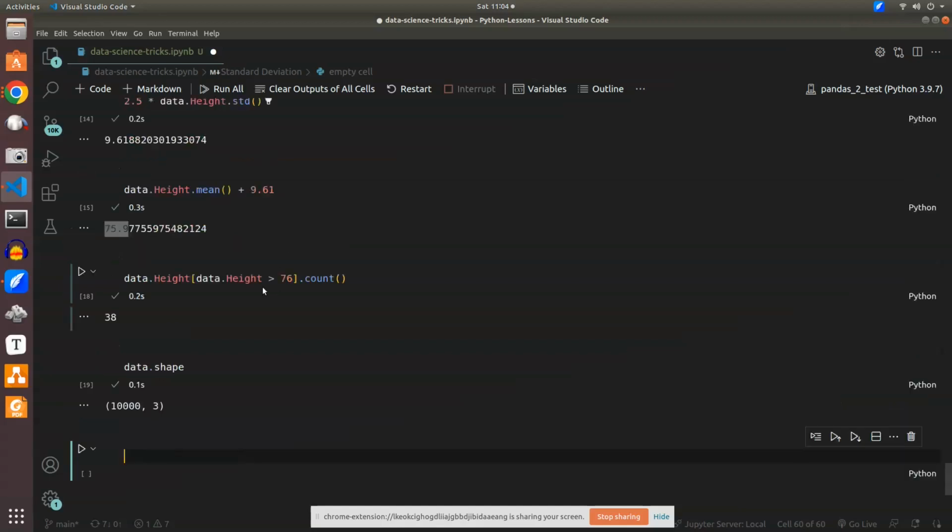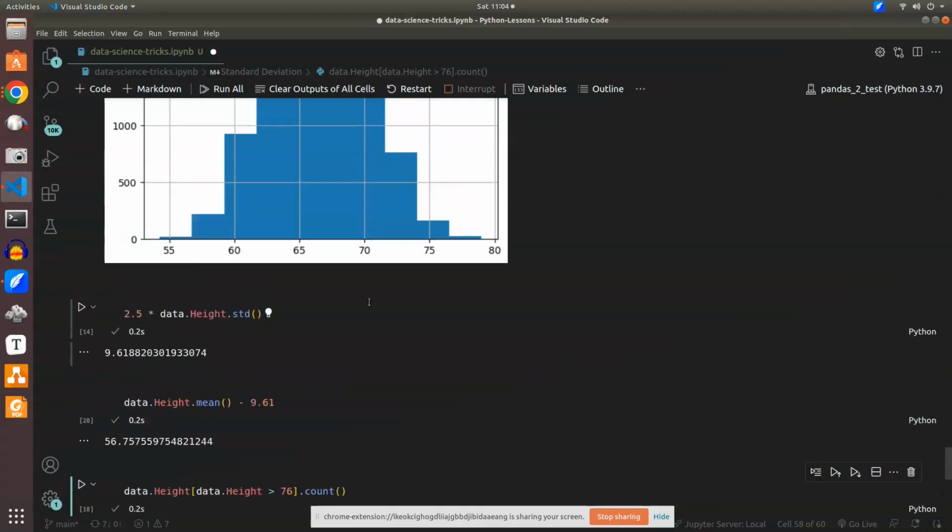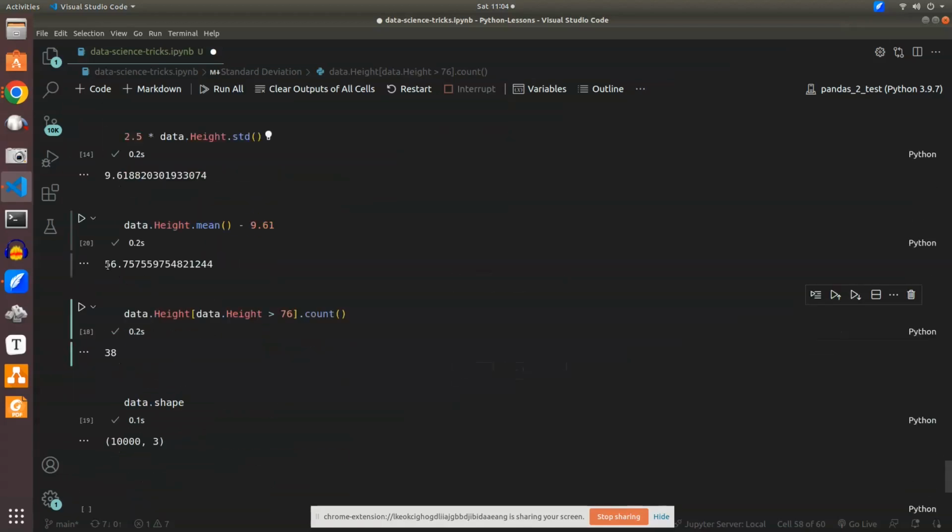This is the 2.5 standard deviation upper threshold, since we are adding it. If we subtract instead, we have 56.75, and people beyond this on the lower side are also considered outliers. We can take this value and put it here to get the count of people with height less than that. Around 25 people have height less than 56.75, and they are also considered outliers in this scenario.